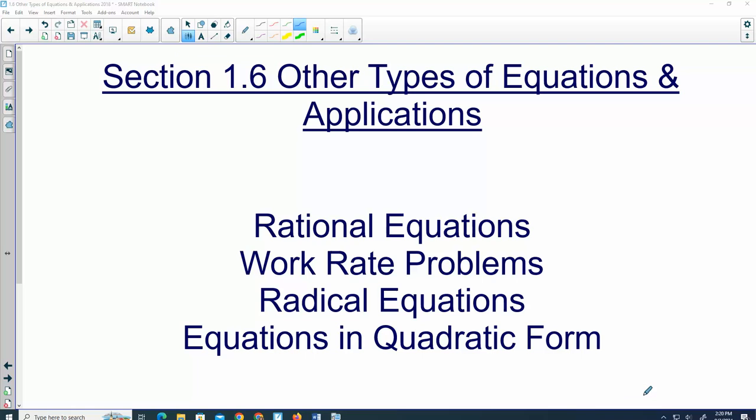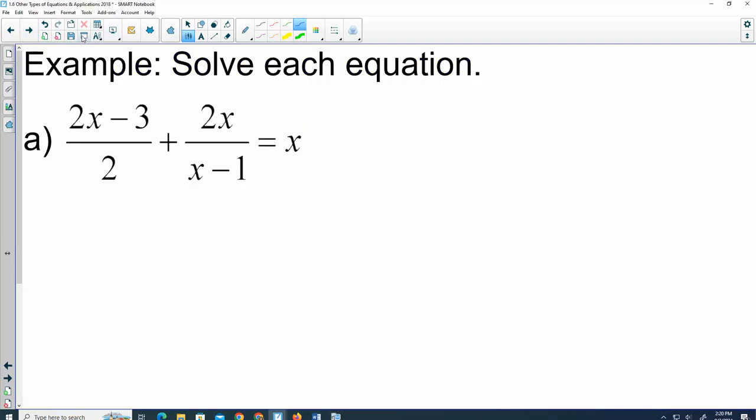If I say rational, what do you think of? You know what? A ratio, it has the word ratio in it. What does ratio mean? Fraction. We're solving equations that have fractions in them, essentially. So let's take a look at one. I told you to solve this equation.